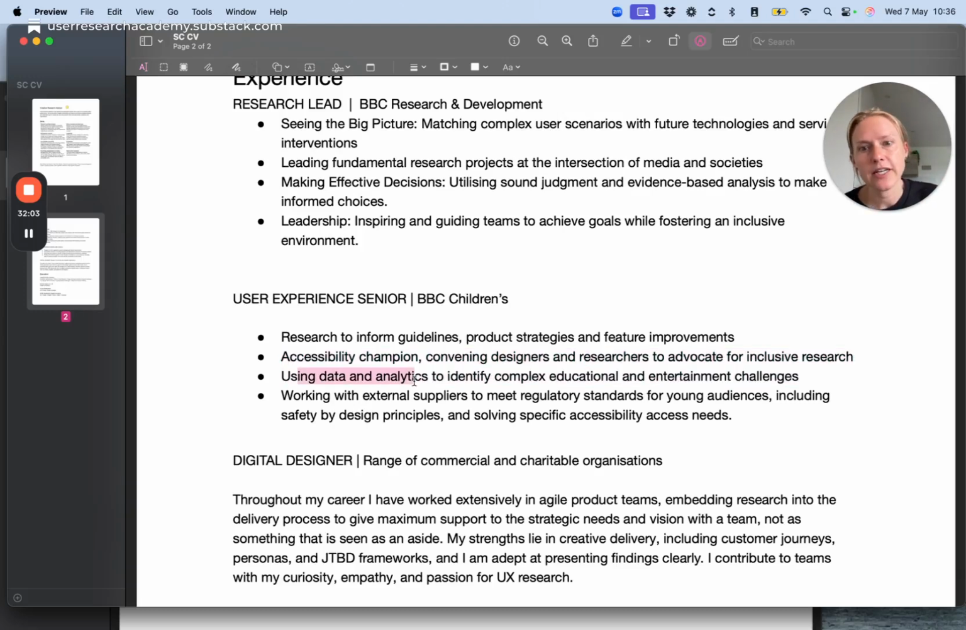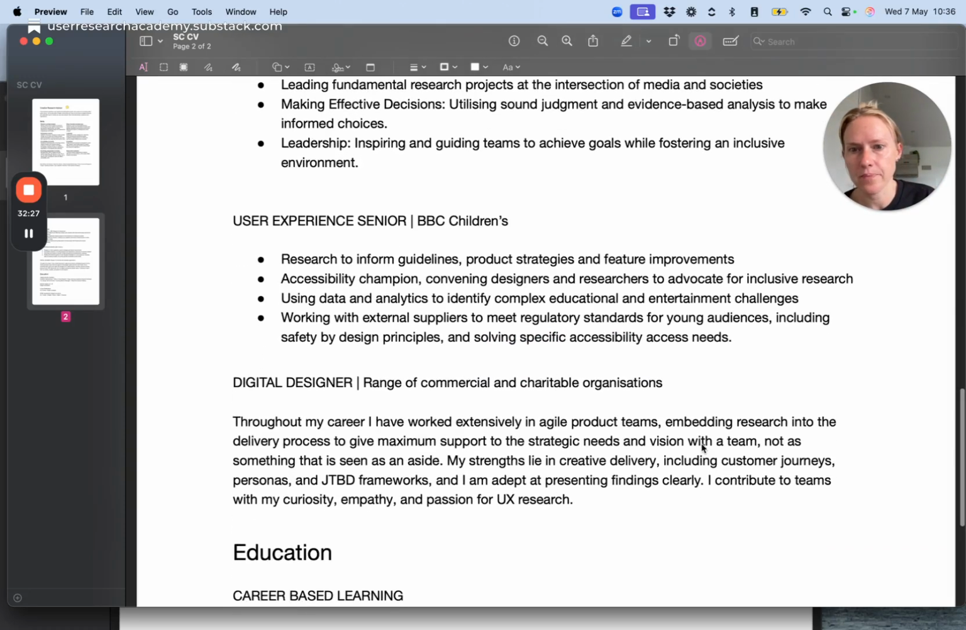How do you use data and analytics to identify these challenges? And then what is the after effect of those? Interesting. How many external suppliers... take one accessibility need and say, this is how, which resulted in us solving this accessibility need, right? Take one example rather than all of them.